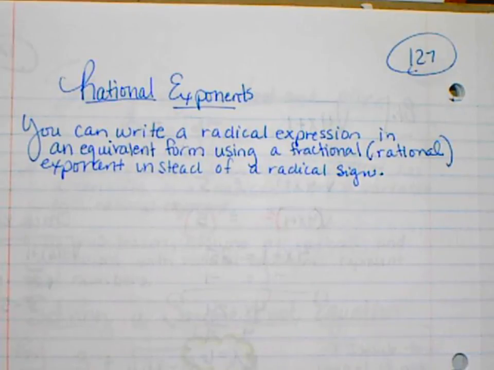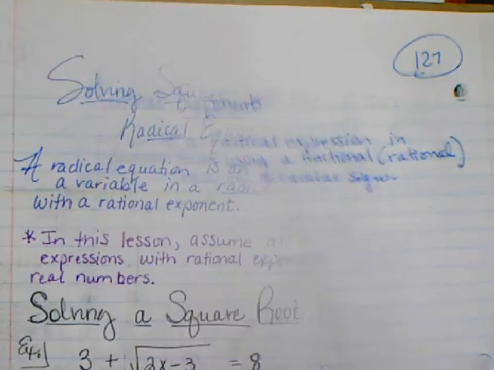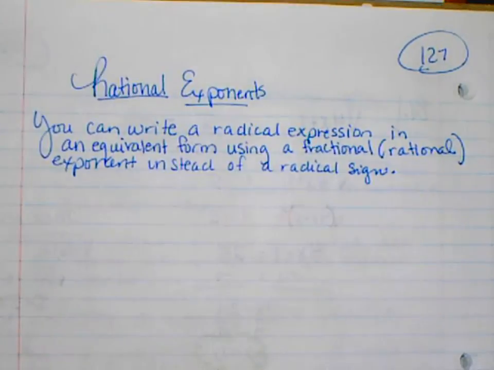So before I show you how to do problems that have rational exponents, we need to know how to convert a term that has a rational exponent to a radical and a radical to a rational exponent, because this is going to help us solve the equations. The equations are really similar to the ones that we just did on 125 and 126. These are still called radical equations, even if you don't see a radical, okay?